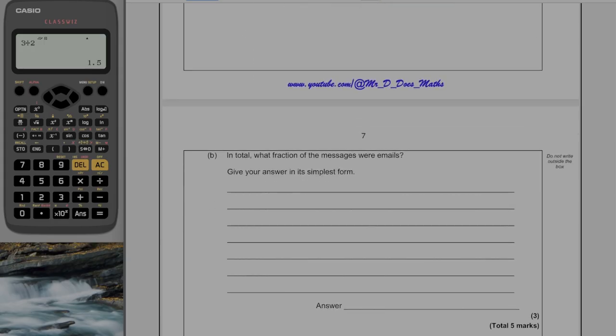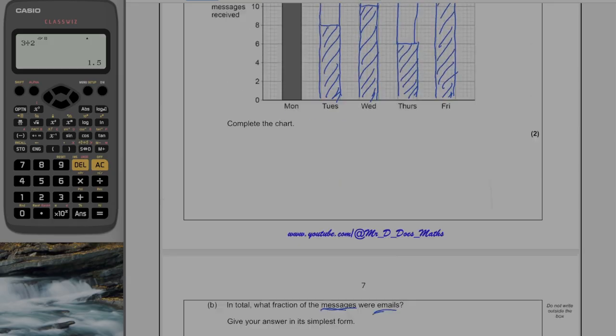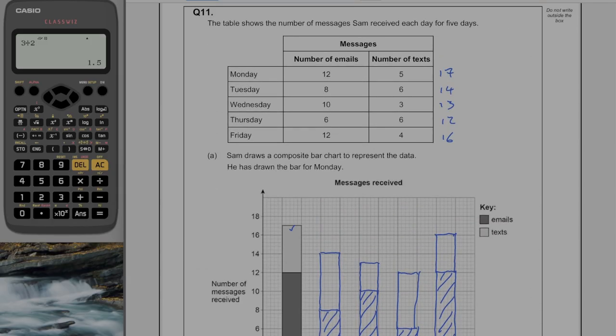Right, part B. In total, what fraction of the messages were emails? Give your answer in simplest form. So we want the total number of messages, and the total number that were emails. So I want to find this total, and I want to find this total. So 20, 30, 40. I'll make that 48, but we'll double check that.